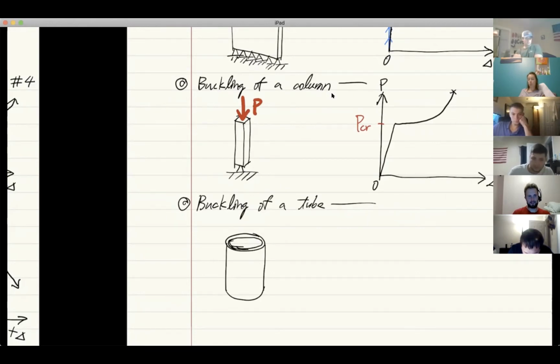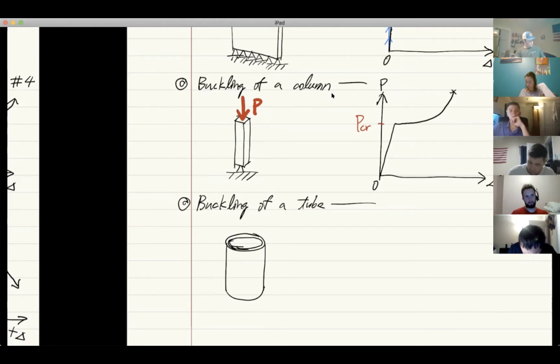Imagine that you have an empty soda can, and when you smash it, you realize that you don't have to provide too much force, especially if you just pinch in the sidewall of the can a little bit, that you can break it very easily. That kind of behavior is what we call the buckling of a tubular structure.